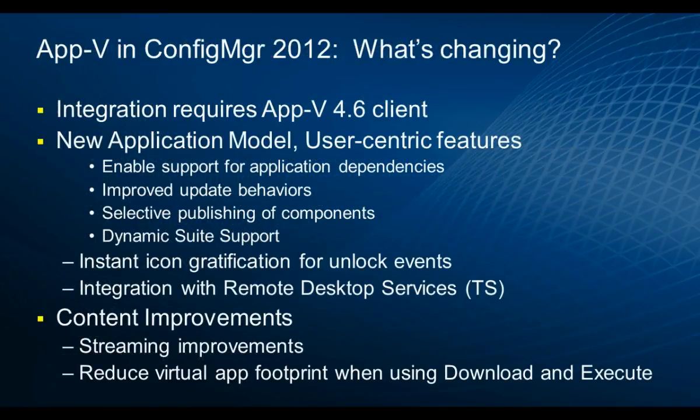So one of the big elements we've talked about is virtualized versions of applications, and we introduced this in ConfigMgr 2007 R2, and we have continued to evolve our application virtualization in ConfigMgr 2012. And so let's just quickly summarize what's changing from 2007 to 2012 for virtualized formats of applications. The integration requires App-V 4.6. That is a requirement we have as a minimum for the App-V client. Once we receive policy and package, the local App-V client is used to launch the sequenced application format.